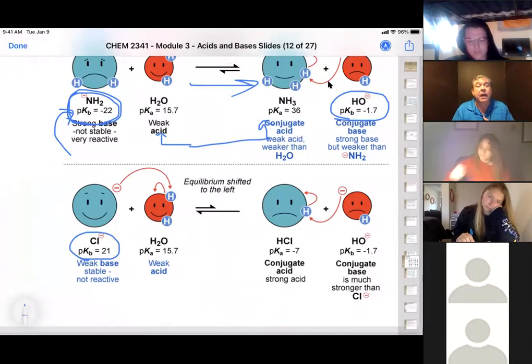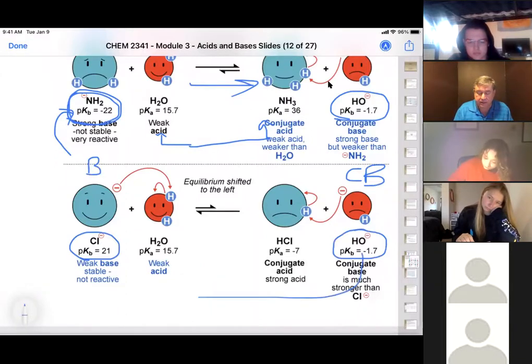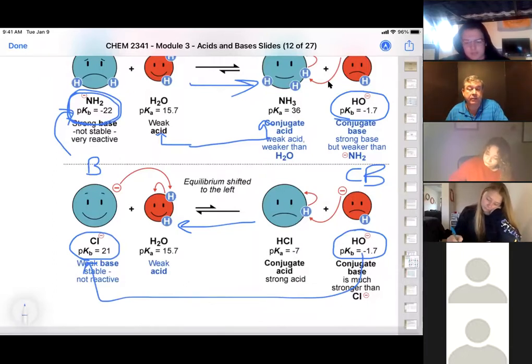If we take our base and compare it to our conjugate base over here, we see that the hydroxide here has a pKb of minus 1.7, just like above, right? Okay, that means the hydroxide ion is more basic than the chloride ion and means that it's going to shift the other way. It would rather be water and chloride ion than HCl and hydroxide.